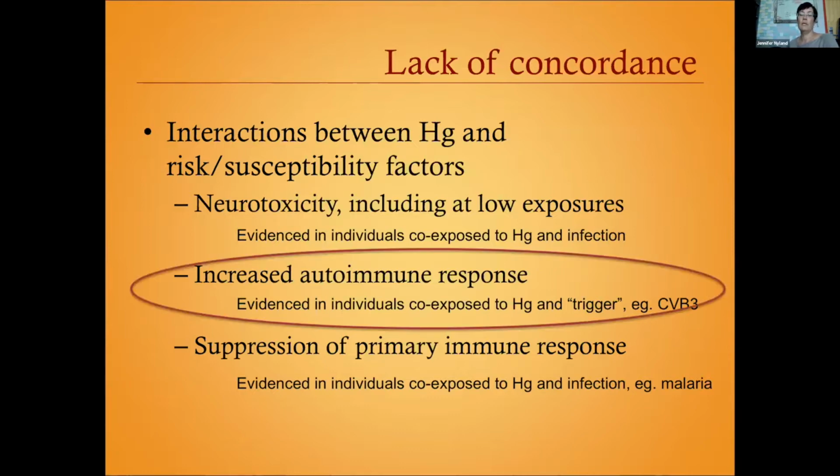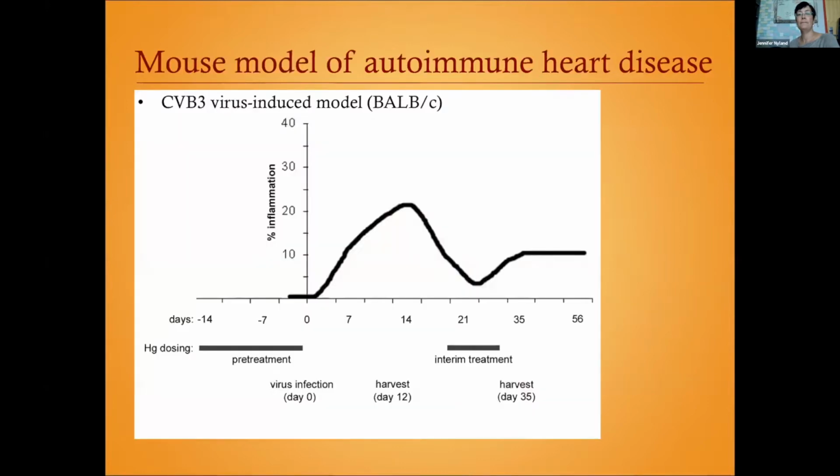So I'll be focusing here on the co-exposure of mercury with an environmental trigger or an infection, in this case, a viral infection. And this is the mouse model that I'll be using. This is the BALB-C model. It's a Coxsackie virus-induced model of autoimmune heart disease. So not one of the autoimmune diseases that Sarah mentioned. In this case, this disease is actually male-typic. So it's more frequently found in males, but it does develop in females. And it's actually a human disease.